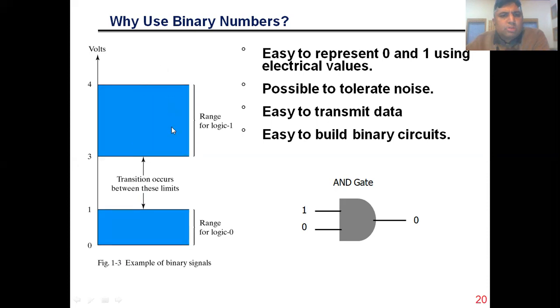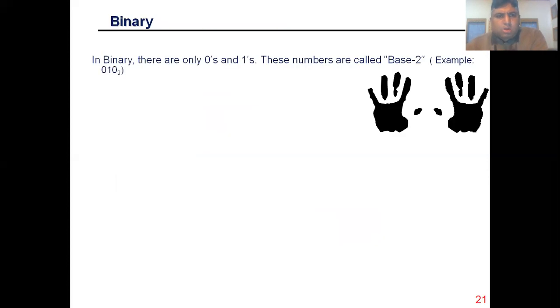This is the same thing which we have defined below, that this range is for logic 1 and this range is for logic 0. We already defined this, why we use a range and why we don't use an exact value for logic high or logic low. In binary there are only zeros and ones. These numbers are called base 2.